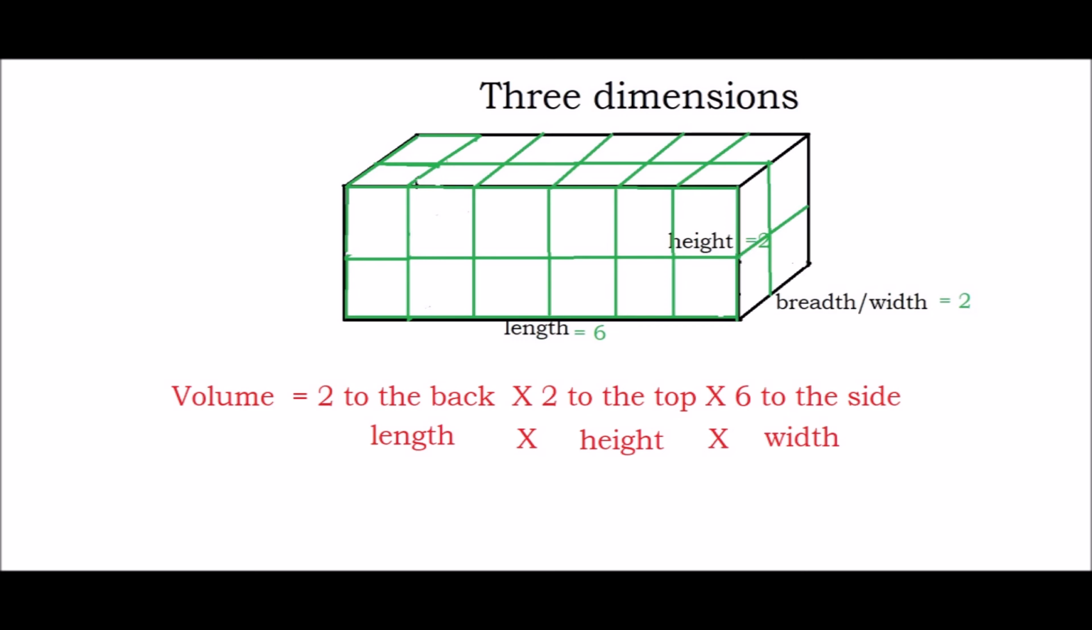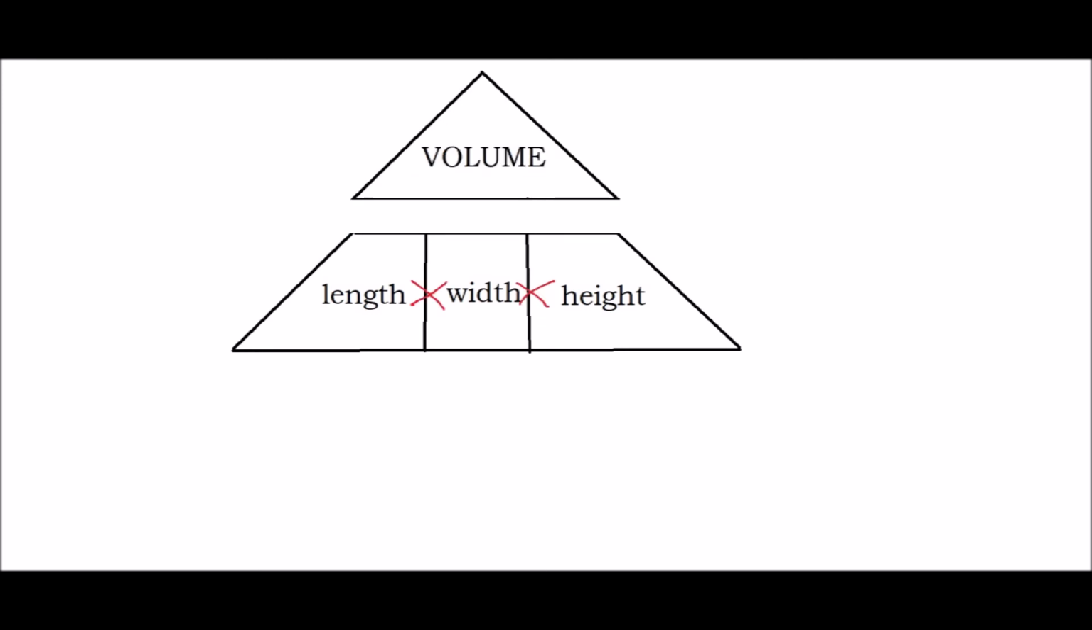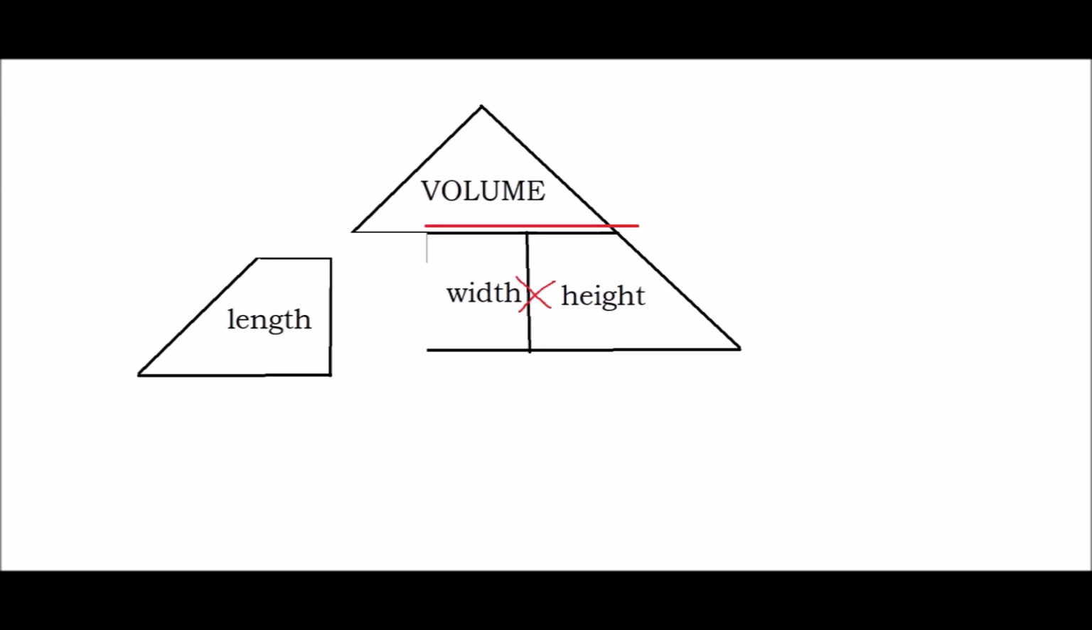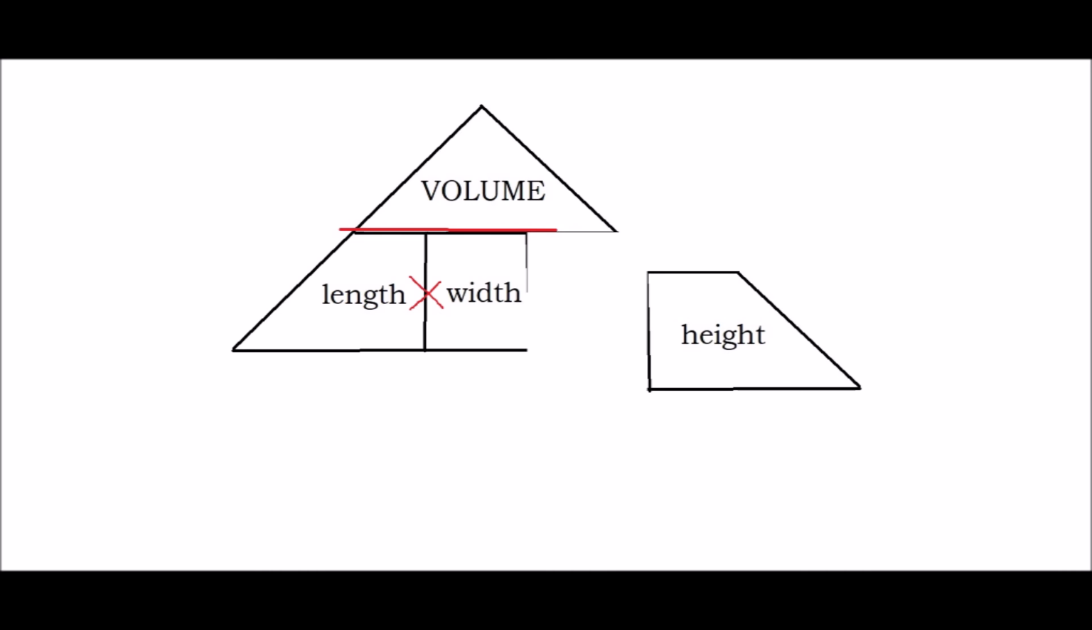Let's draw it in the form of a triangle. We know that volume is length times width times height. Therefore, if we want to know the length, we can do volume divided by width times height. If we want to know the width, it's volume divided by length times height. And if we want to know the height, that's volume divided by length times width.